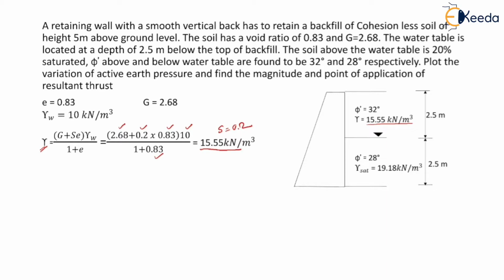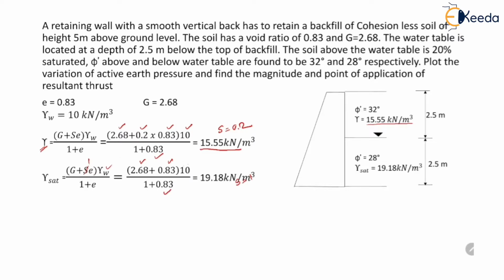Now the soil which is present below the water table is obviously saturated. So for saturated soil S is equal to 1. Now the formula for gamma sat is (G plus S e) into gamma W divided by 1 plus e. So here the value of S is equal to 1. Putting G as 2.68, e as 0.83 and gamma W as 10, we will get gamma sat as 19.18 kilonewton per meter cube. So gamma sat for the soil below the water table is 19.18 kilonewton per meter cube.